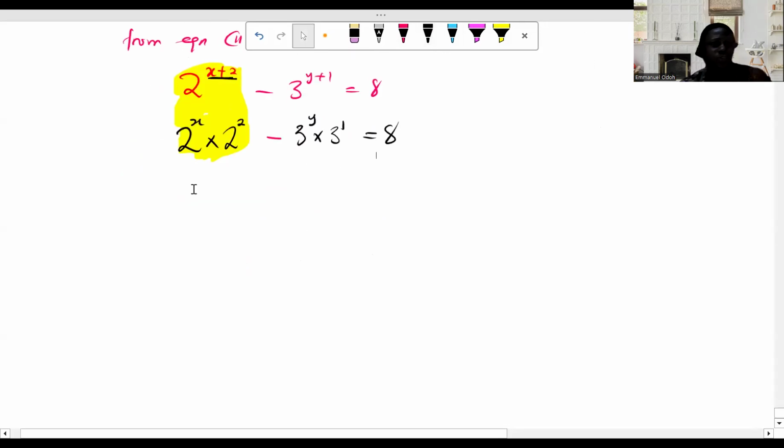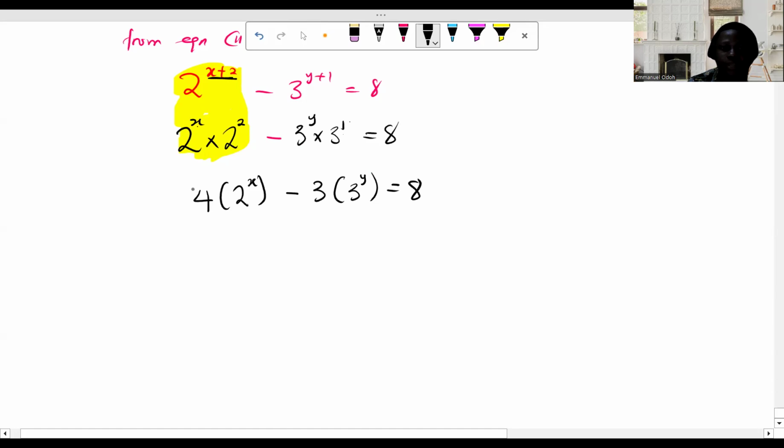So now 2 to the power of 2 is 4. So I can write 4 times 2^x. I'm putting it in brackets because it's multiplying. So 3 to the power of 1 is 3, so 3 is multiplying 3^y. It equals 8.